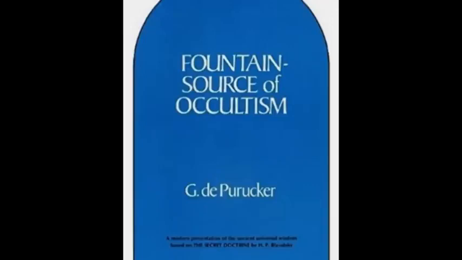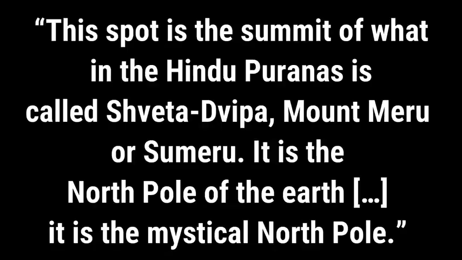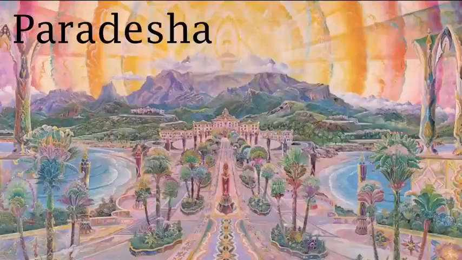In the Fountain Source of Occultism, Paraka writes, "This spot is the summit of what in the Hindu Puranas is called Shvetadvipa, Mount Meru or Sumeru. It is the North Pole of the Earth. It is the mystical North Pole." The Japanese spoke of the island of the congealed drop, which was placed at the North Pole. The Vedics called this land Paradisha.